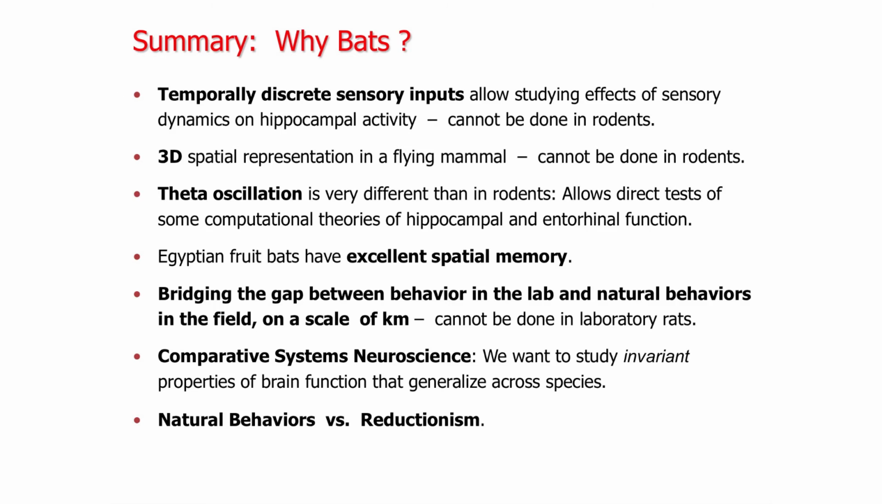So let me summarize. Why do we study bats? They have this sense of sonar that I didn't have time to talk about at all, but it's interesting to know that we can put a microphone and record with millisecond precision the timing of the sensory inputs to the system, which is difficult in a freely moving rat, to record exactly when it touched something or sniffed something or saw something. And here we have millisecond precision. It turns out to affect the place cells very strongly. I didn't have time to show you that, but we've published this in the past.